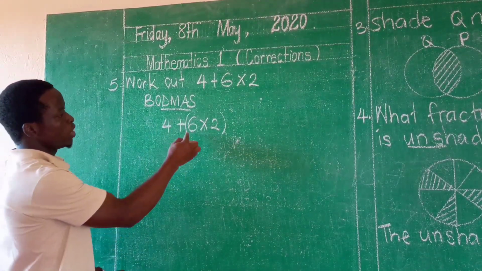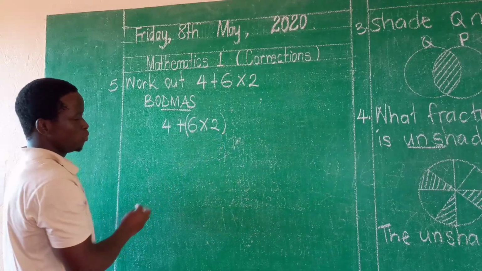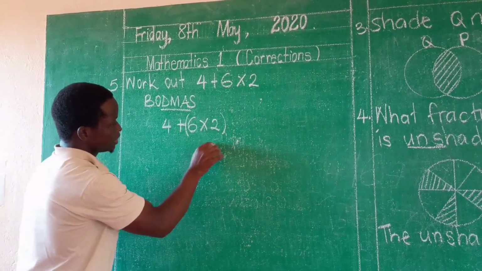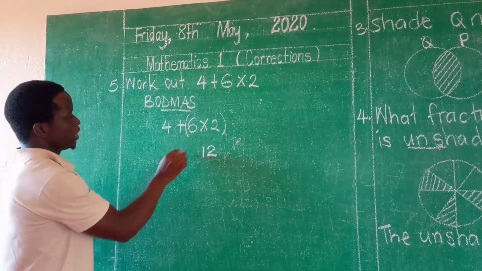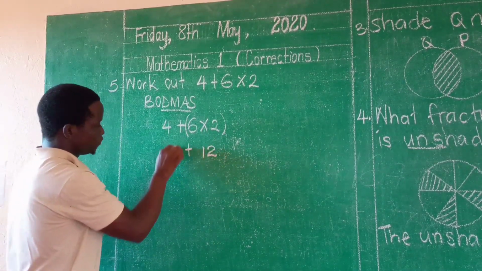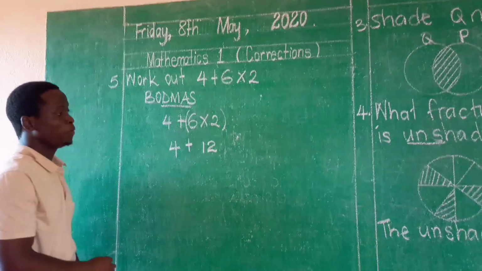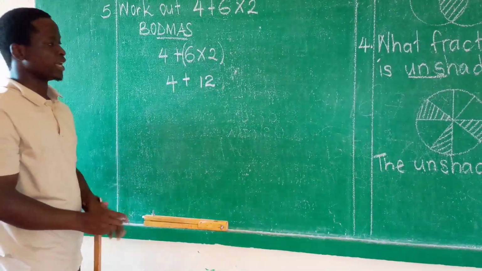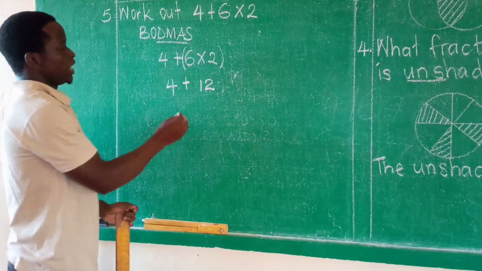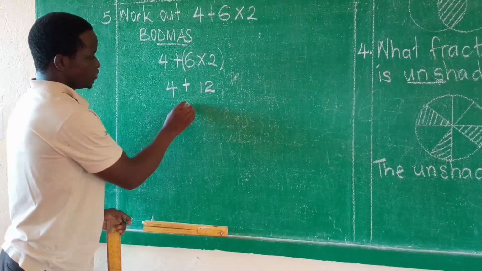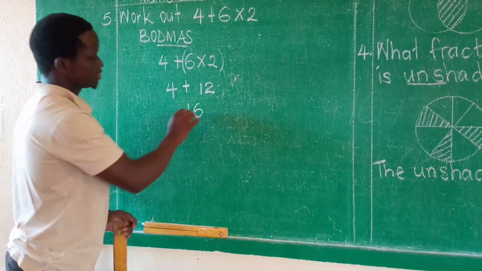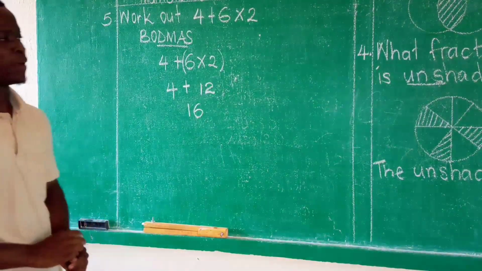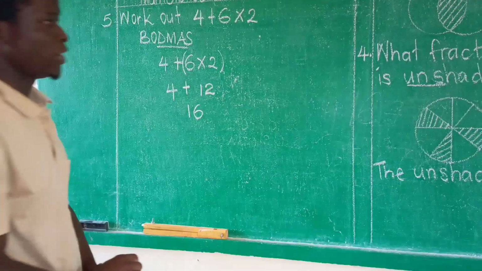Now when we multiply 6 by 2, what do you get? 12. Good. So this gives us 12. Now we bring our 4. We now have 4 plus 12. We don't need to go back to BODMAS. It's only one sign. We simply add. 4 plus 12, what do you get? 16, right? And therefore that is our answer for number 5.